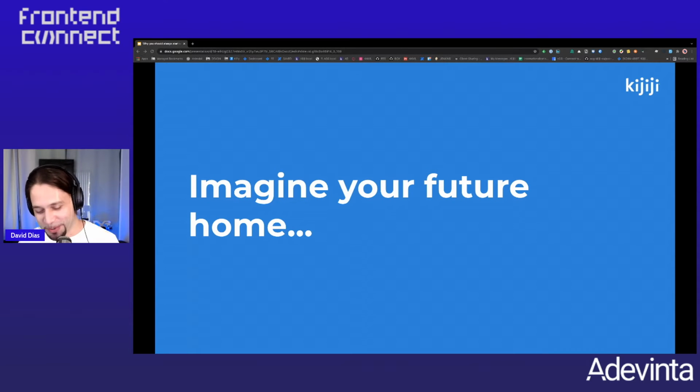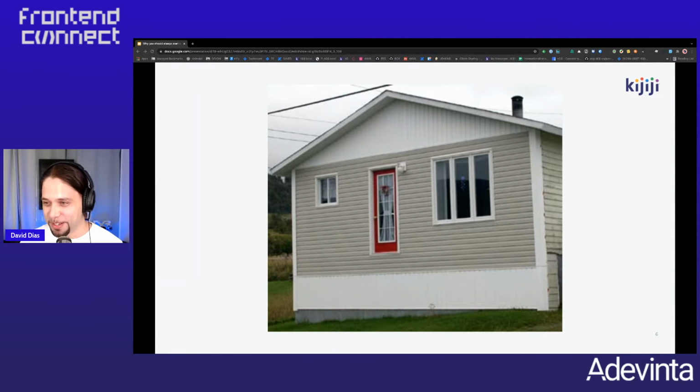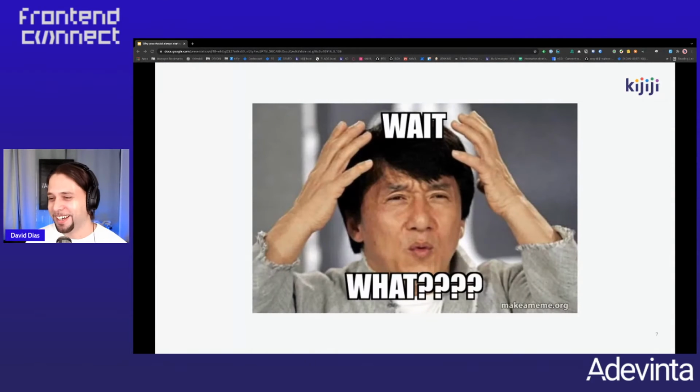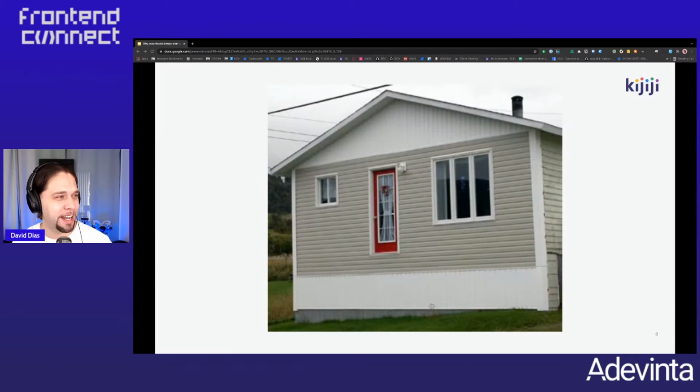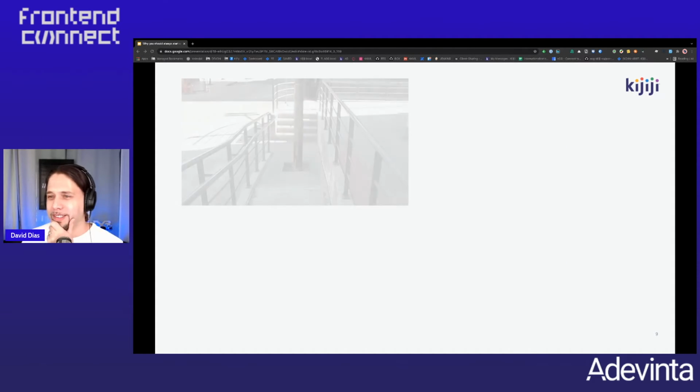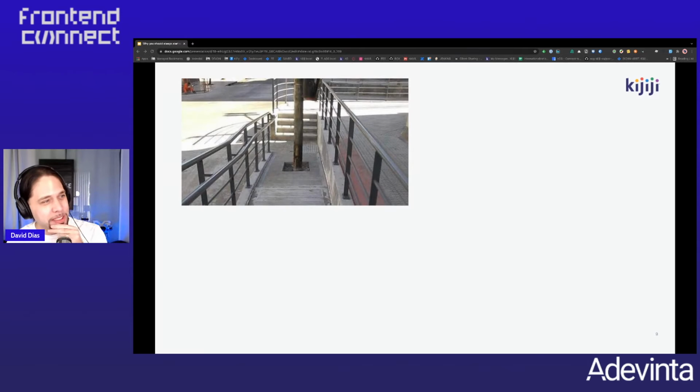Imagine you get your home, you already imagined it, and then that's what you see. And you're like, wait, what? How can someone build a home without stairs? Like, that doesn't make sense. Maybe it's a bad joke, or I don't know, you don't get it. And you'd be totally right. So who does that? And actually, it's not something that happens just a few times. It's something that happens a lot.